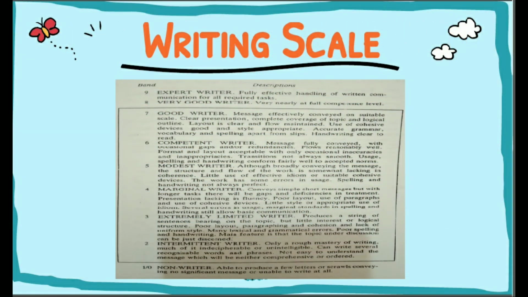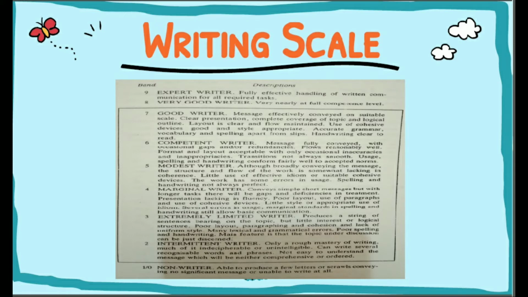Level 6 is called a competent writer. The message is fully conveyed with occasional gaps and/or redundancies. Flows reasonably well, format and layout acceptable with only occasional inaccuracies and inappropriacies. Transition not always smooth, usage, spelling and handwriting conform fairly well to accepted norms.